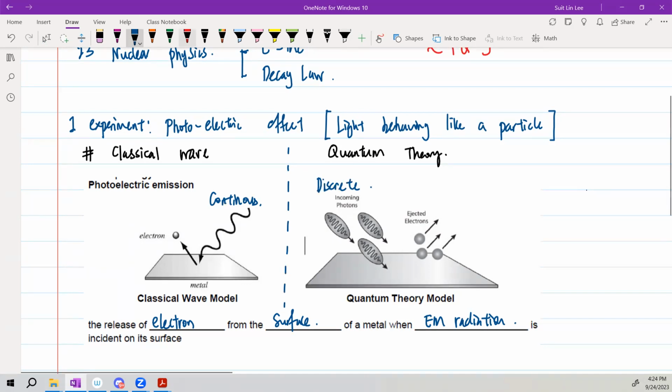Okay, but what exactly is continuous? The energy is continuous, but this energy is discrete. Okay, so quantum theory says that when light is incident, each electron will receive one wave packet. So this electron probably will receive this wave packet, and this electron will receive this wave packet. So it's a bit like one wave packet per electron.